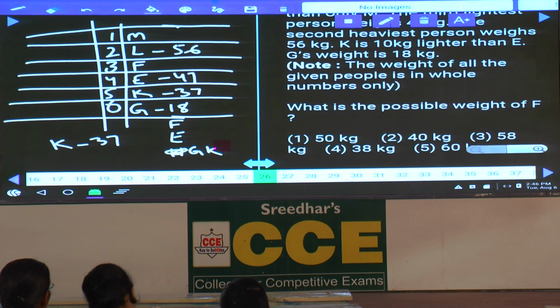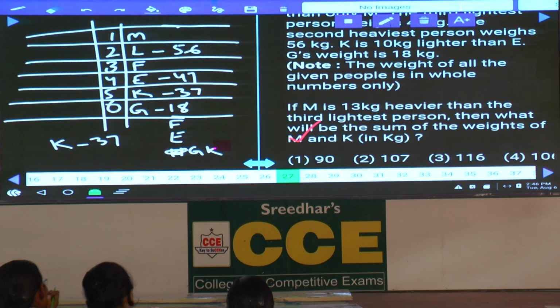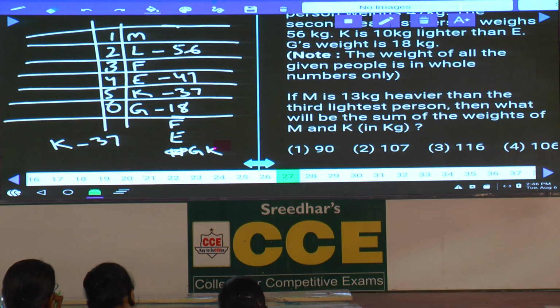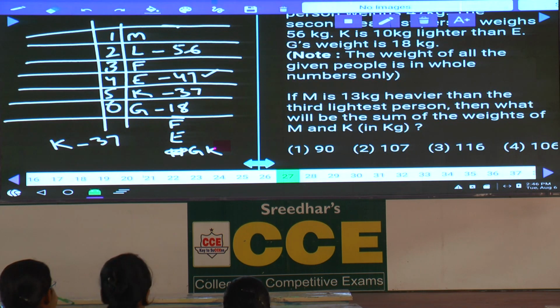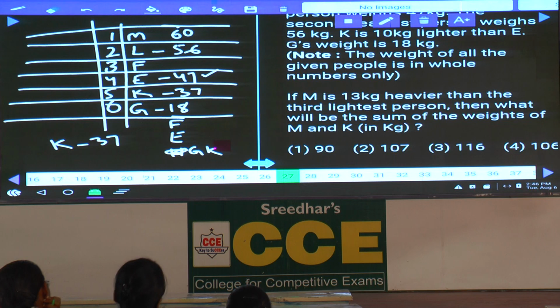Then question number 26, what is the possible weight of F? F's possible weight is between 47 and 56, that is choice 1, 50. Yes, question number 27, now if M is 13 kgs heavier than the third lightest, who is that person here? E, that is 47. M is 13 kgs heavier than this one, 47 plus 13 is 60. Now if M is 60, then what will be the sum of the weights of M and K? M is 60, K is 37, and the sum of these two persons is 97. 97, that is choice 5.